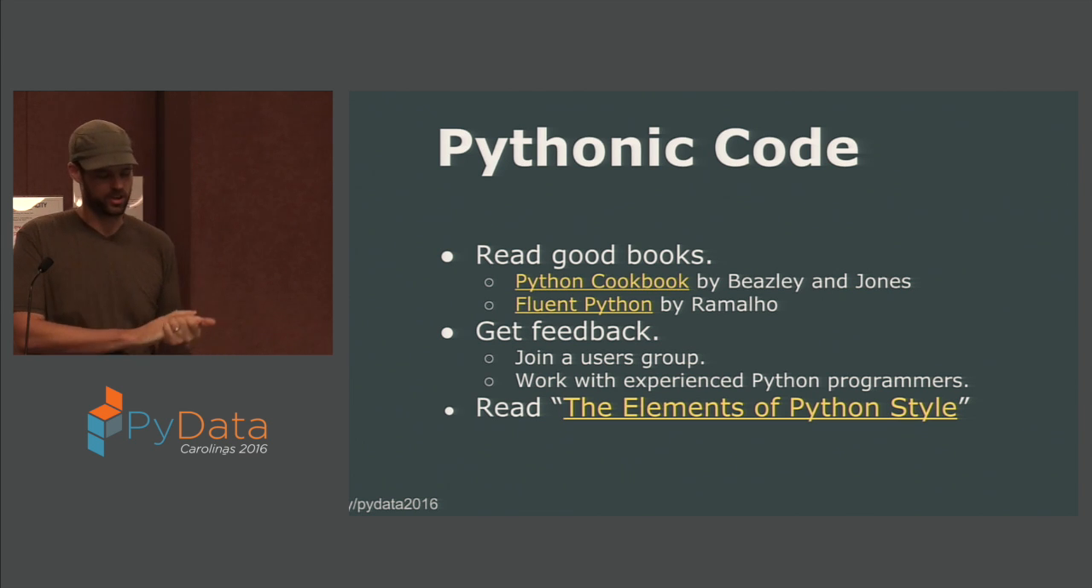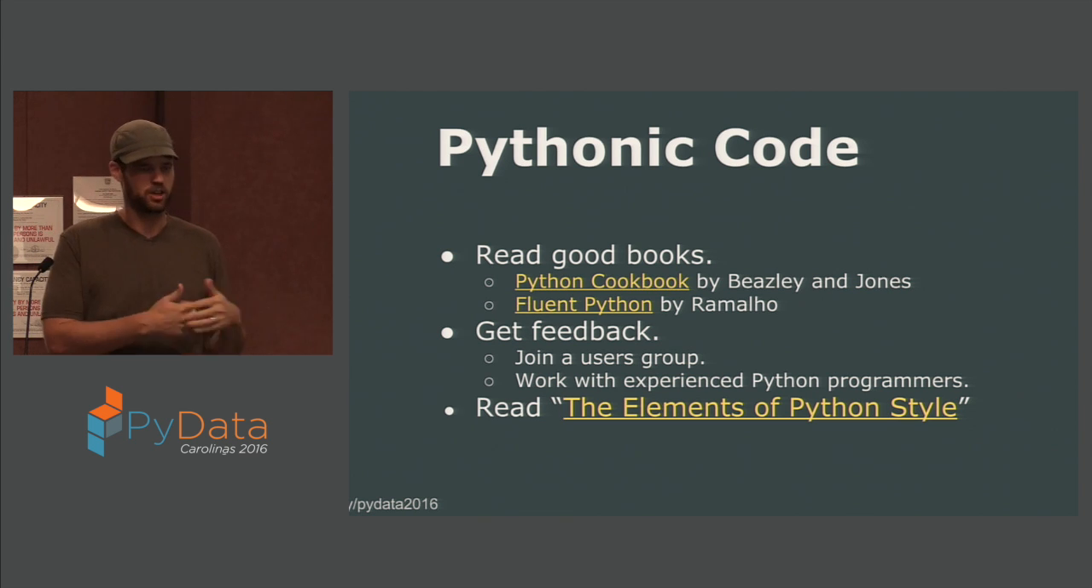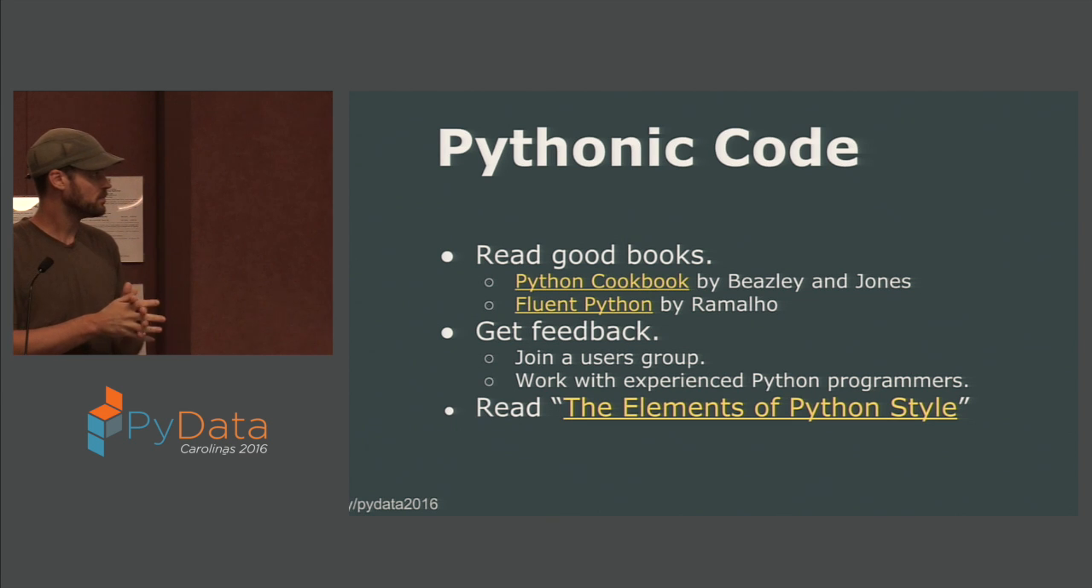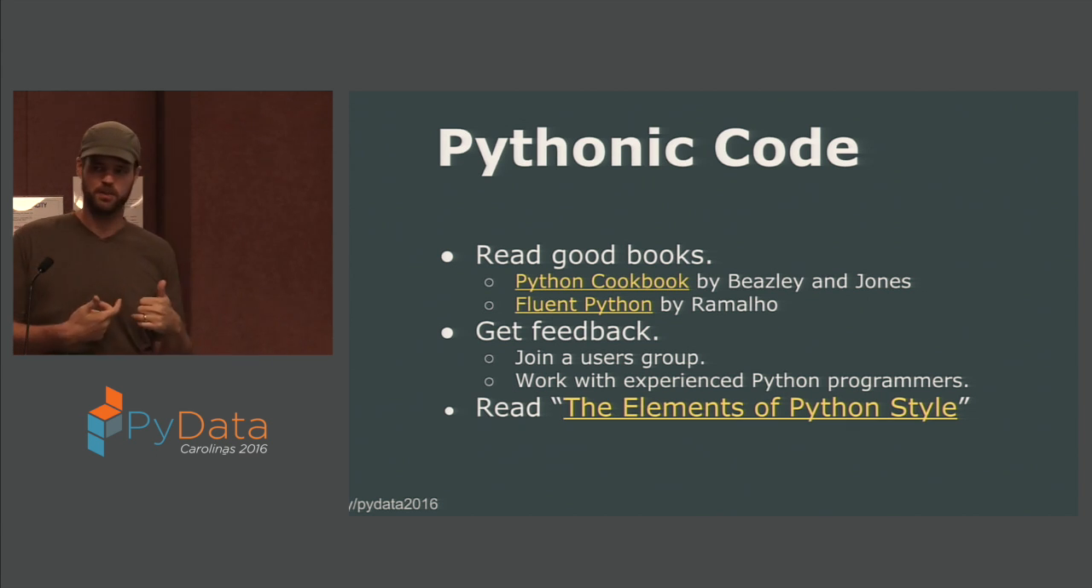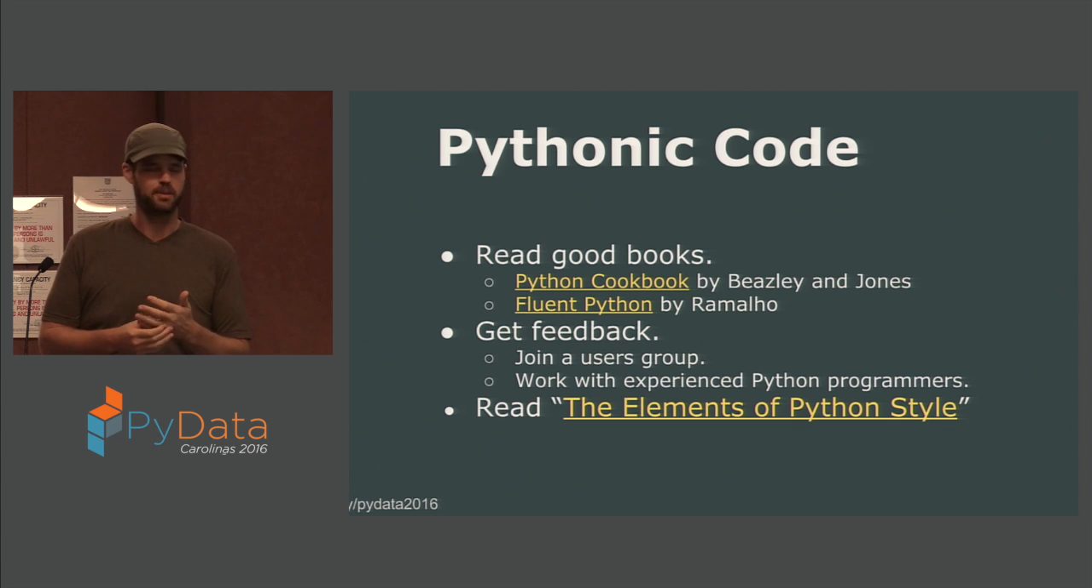A really valuable thing you can be doing is read good books. Python Cookbook, really nice book, and Fluent Python is a book specifically about what are the nuances of Python that really set it apart as a language. If you've come to Python from another object-oriented language, you probably write what a lot of people would consider to be very bad Python.